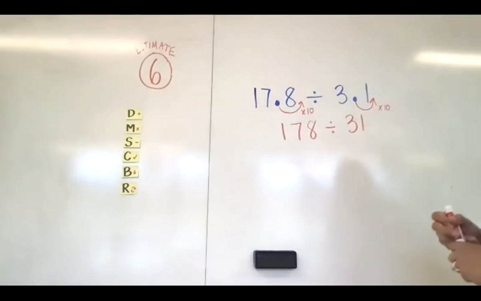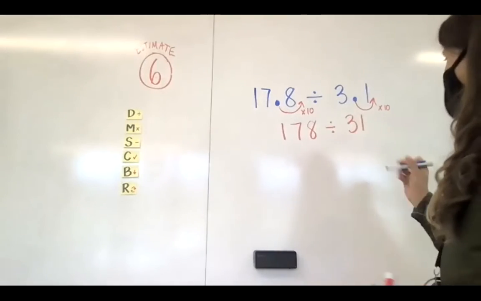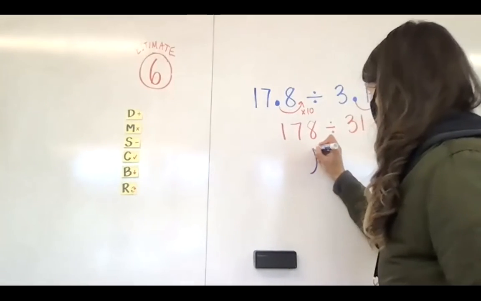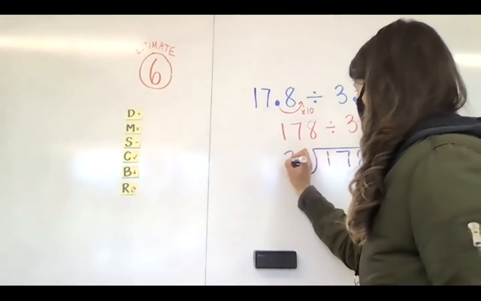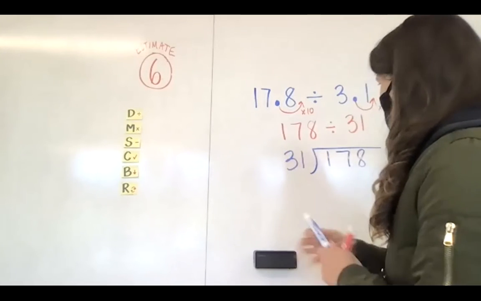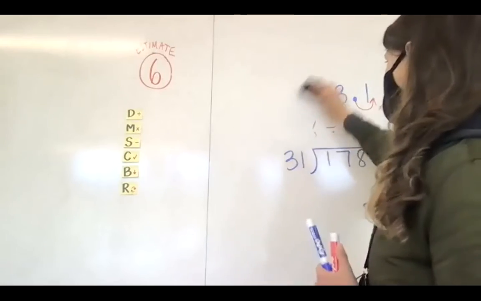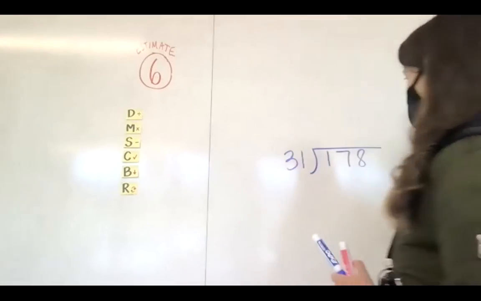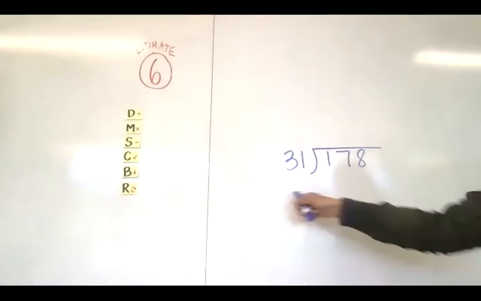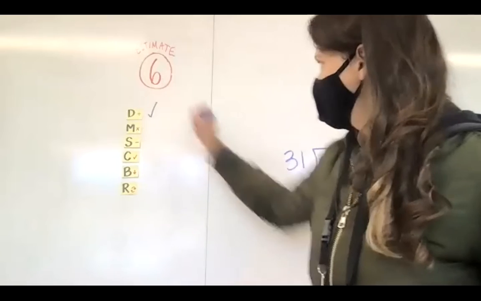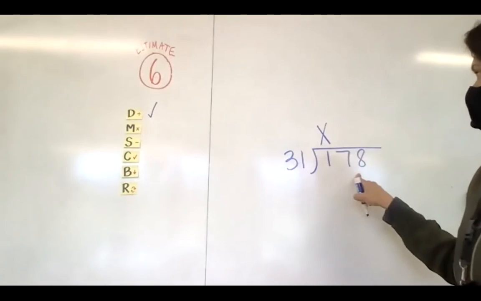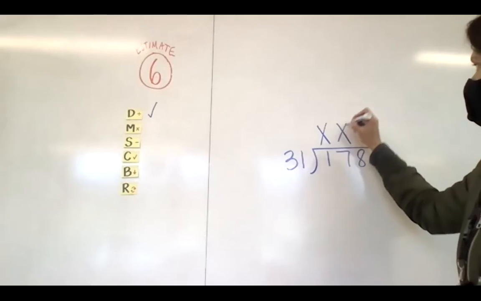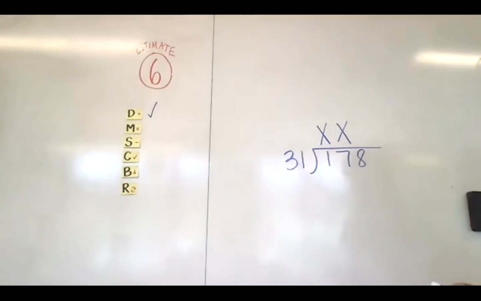Let's see. Let me set up my equation. I'm going to put the 178 inside the house and the 31 outside the house. And I'm going to just erase this for now so I can have a little more space. Now, let's start with our first step. Divide. Can 31 go into 1? No. Can 31 go into 17? No. So it's going to have to go into 178.